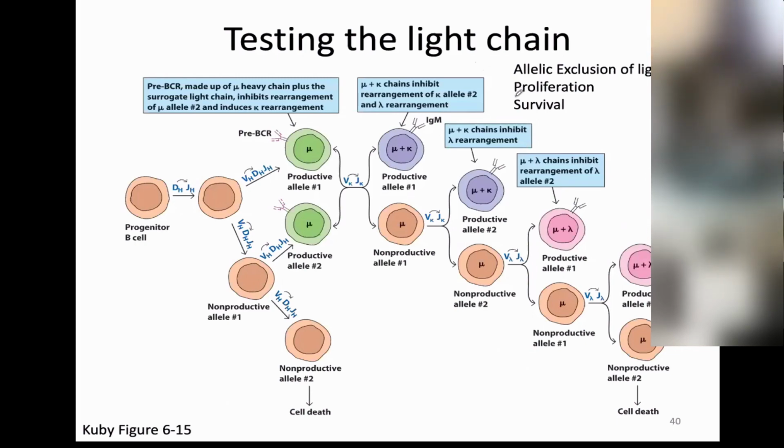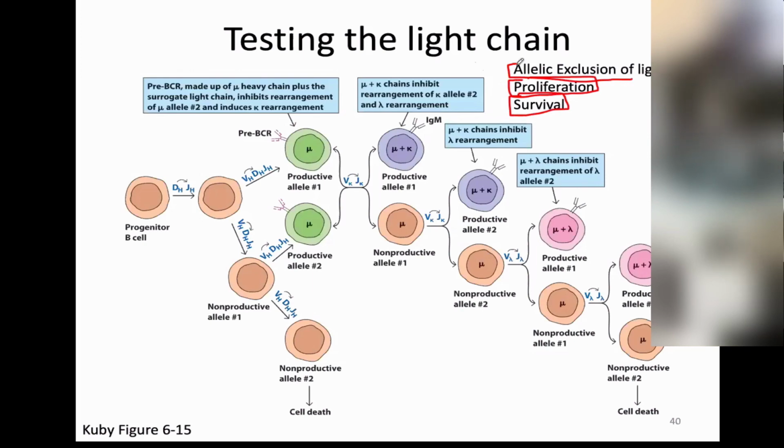When we have a light chain on the surface, we can test it first by giving the cell a signal that says, good job, survive. You are now able to survive. We have that cell divide, so we're going to make more copies of the cell. We turn off RAG and again do allelic exclusion. So we're now going to do allelic exclusion at the light chain.